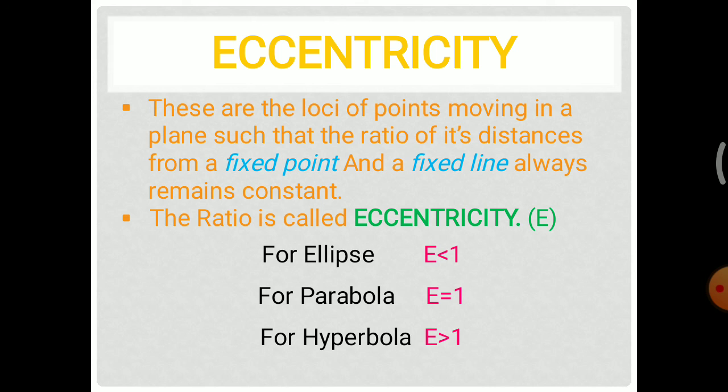So the eccentricity is defined as the ratio of distances from a fixed line, the directrix, and a fixed point, the focus. We can see it in the ellipse, parabola and hyperbola. For the general methods we can see it there, but the ratios are calculated in these sections.